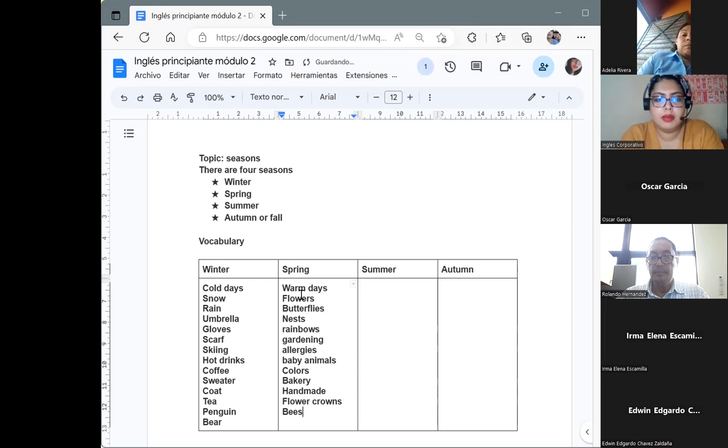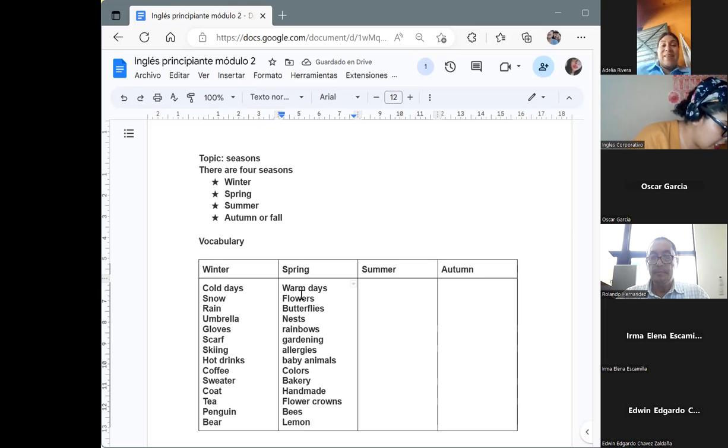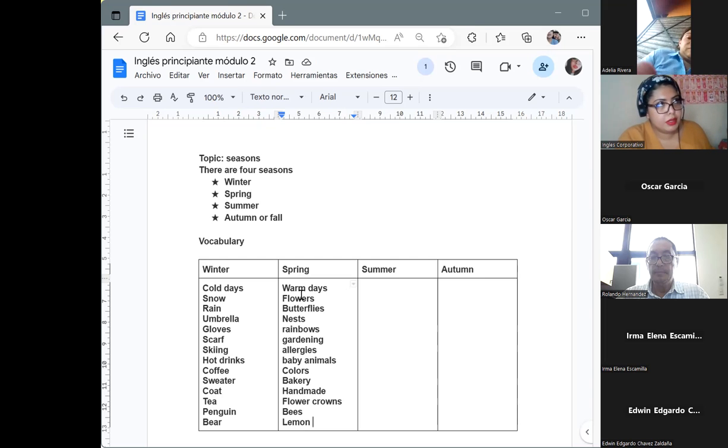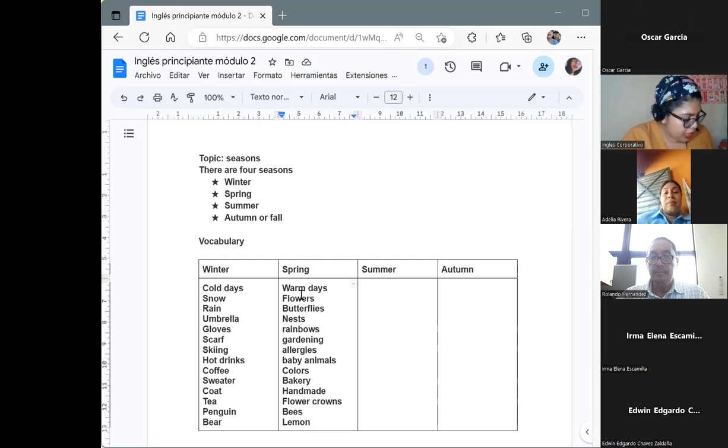Then we have bees. También tenemos abejas. Lemon, que también es como bastante aplicable a esto de the spring. En este caso, in El Salvador, it's not very common to celebrate spring or celebrate some things in spring, but if you go to different stores, si van a diferentes tiendas, ustedes van a encontrar muchas cosas relacionadas con la primavera.